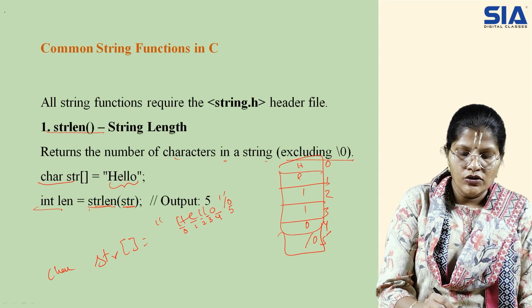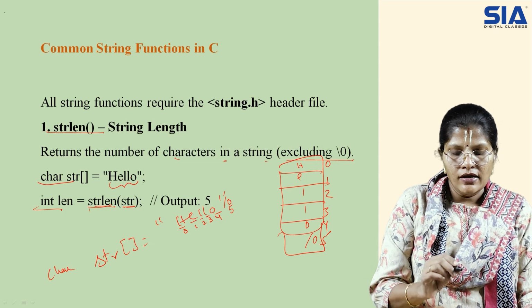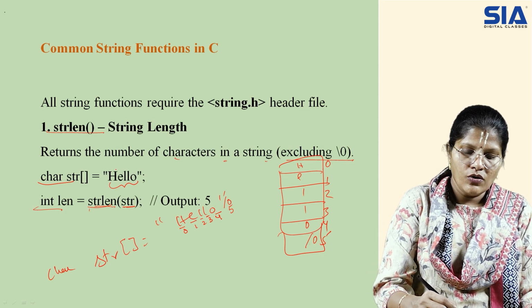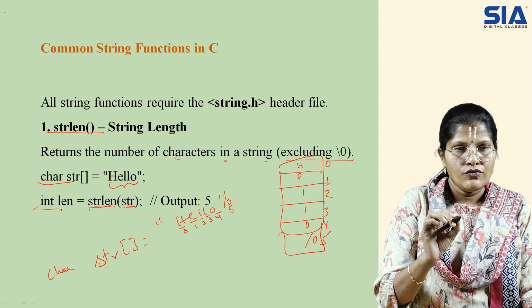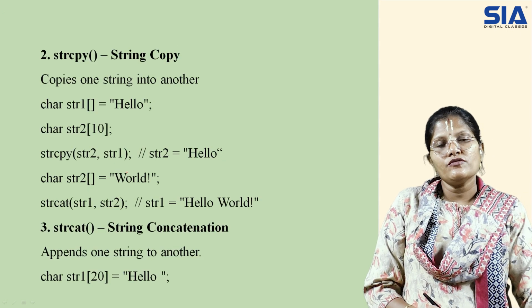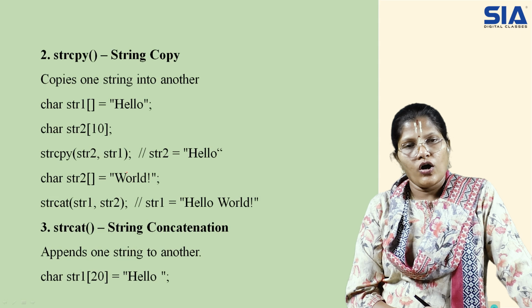It is 0, 1, 2, 3, 4 and 5. So 5 values, starting with 0, because it is 0, 1, 2, 3 and 4. So how many values? It is 5. So the next function which is given to you is string copy.